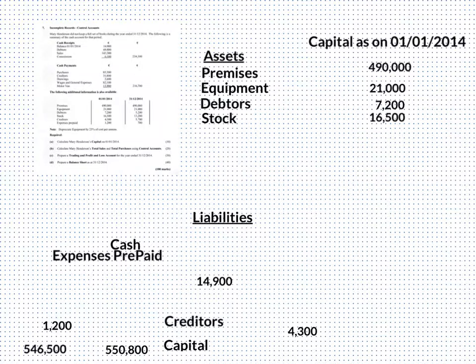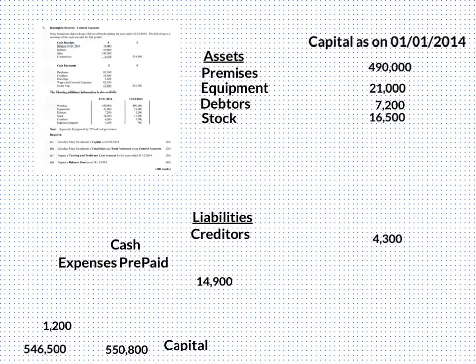Next one is creditors. So creditors, we all know, is a current liability. So we pop that down in our liabilities, and the value of creditors is 4,300. The last one there, on the 1st of 1st, is expenses prepaid. So we need to decide what expenses prepaid is. Expenses prepaid is what we've paid in advance. So that's why it's a current asset and it goes into assets. And the value of expenses prepaid is 1,200.